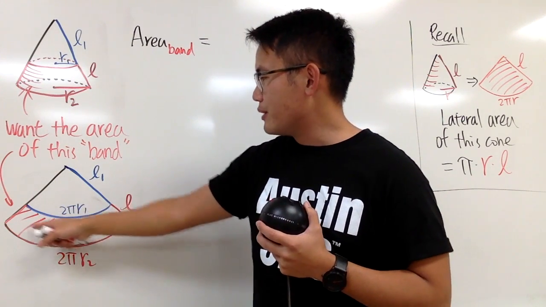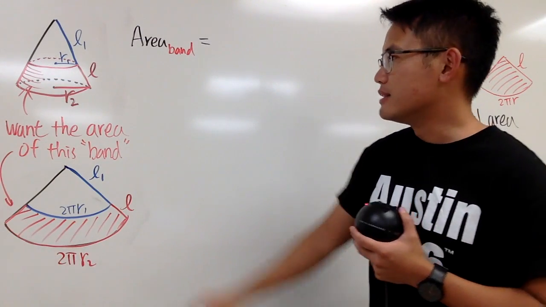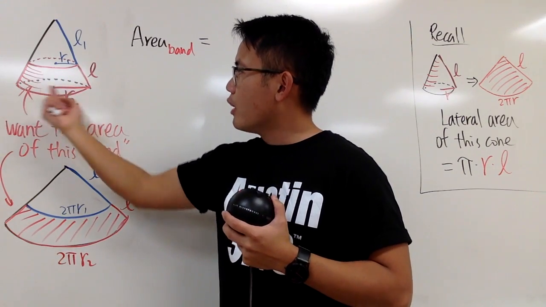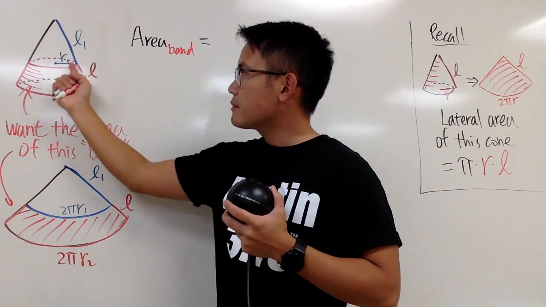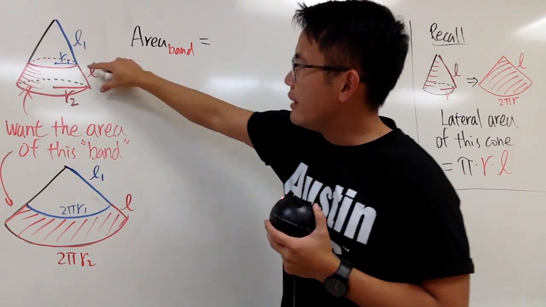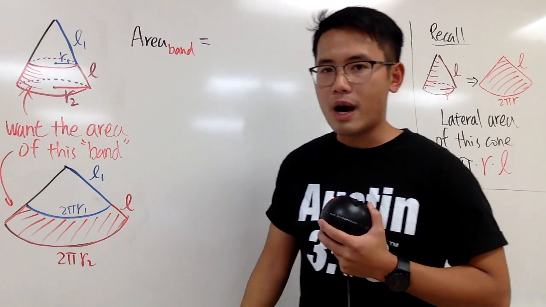And I'm going to just call this a band. We want the area of this band. And of course, you can see all the labeling. We have to consider the radius of the base circle. We'll call that R2. And then we also have to consider the circle up here. I will just call that R1. And this distance, we'll call that L. And this right here, we'll call that L1.